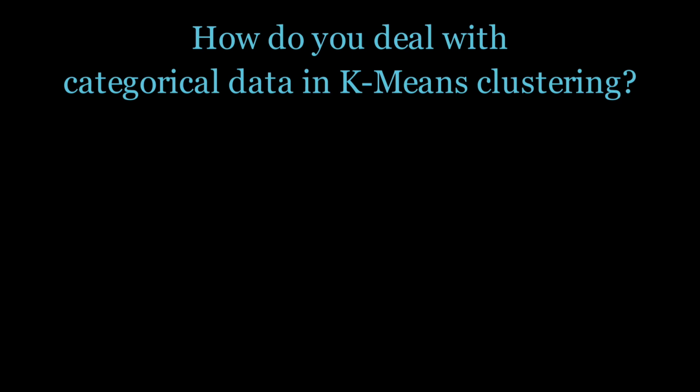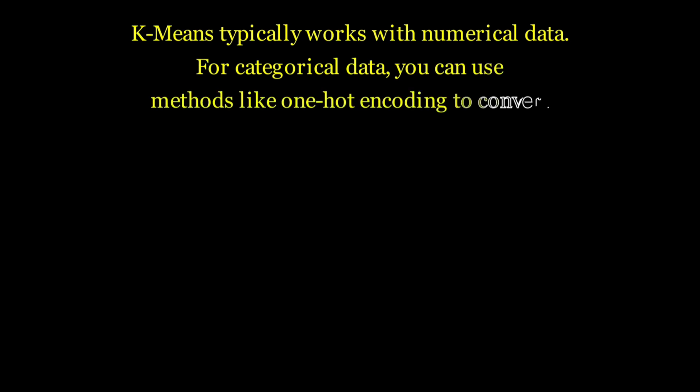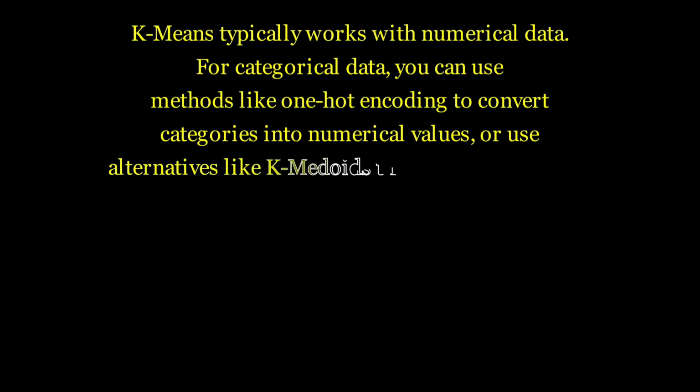How do you deal with categorical data in K-means clustering? K-means typically works with numerical data. For categorical data, you can use methods like one-hot encoding to convert categories into numerical values, or use alternatives like K-medoids that handle categorical variables better.